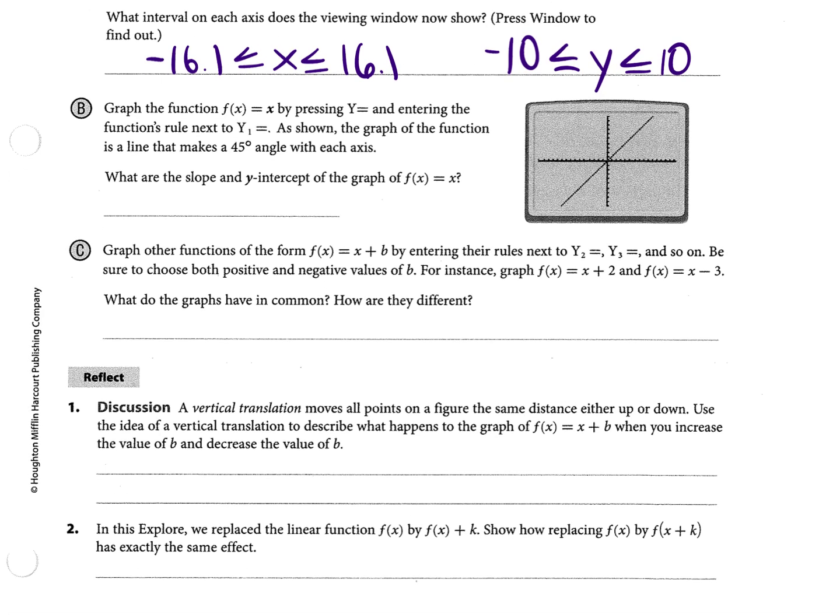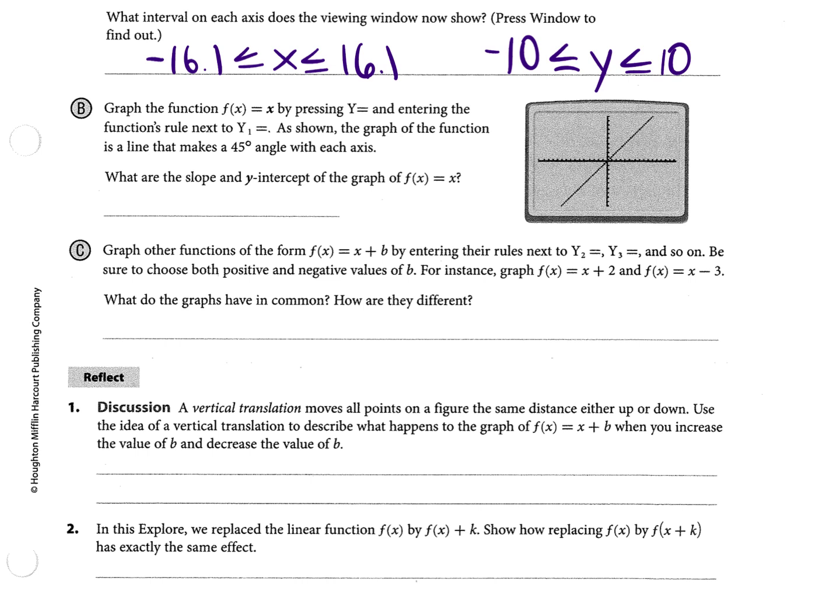It says graph the function f of x equals x by pressing the y equals button on your calculator and entering the function's rule next to y1. There is a button on the calculator which has an x, a t, a theta, and an n. You're going to push that to get the variable. Then you can hit the graph button and it will take you over to the graph of the line.